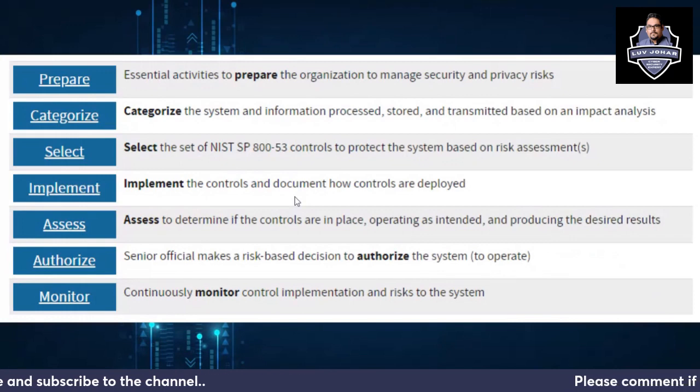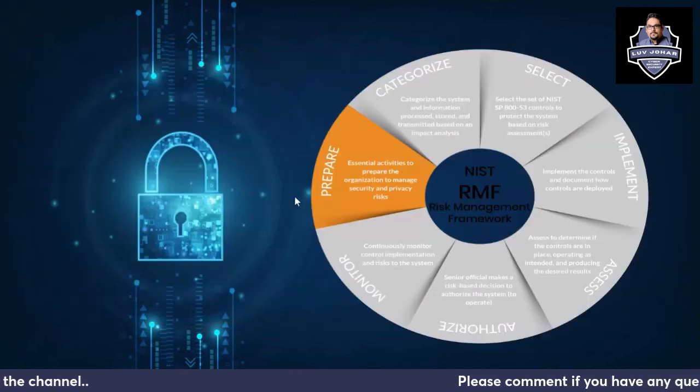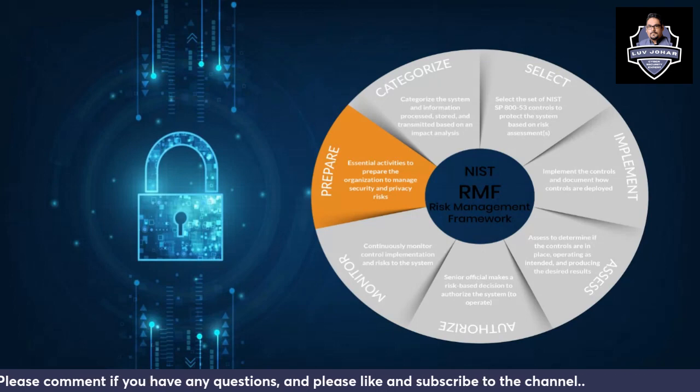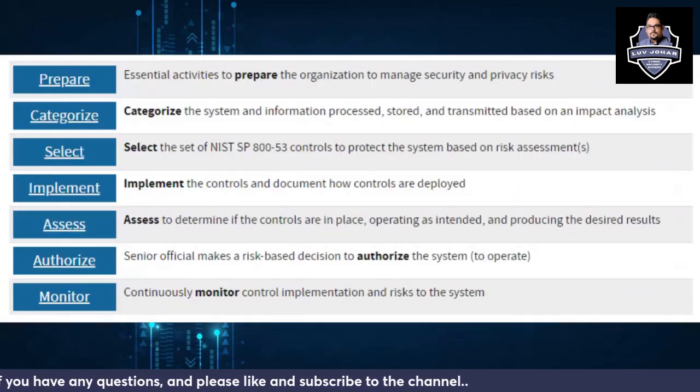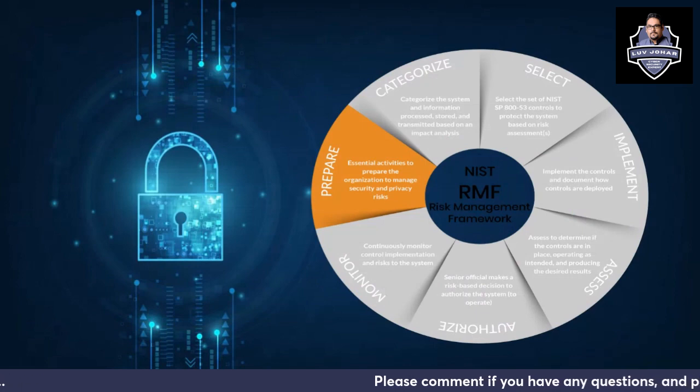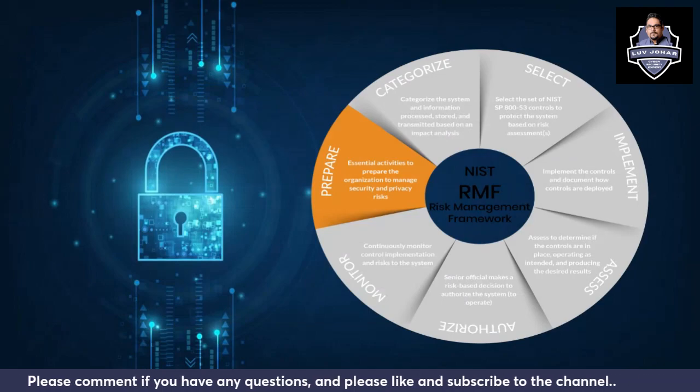A very important NIST risk management framework will be discussed in this video. We will understand what are the important steps: what is categorize, what is select, what is implement, what is assess, what is authorize, what is monitor, and what is prepare. So, if you want to understand the NIST risk management framework from the beginning to the end properly, and you have not studied it for any time, and you want to have a complete understanding, please watch this video very carefully.